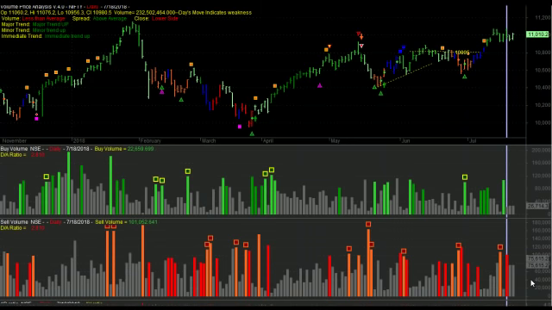Now let us see what these colored bars represent. These colored bars represent significant buying or selling days.